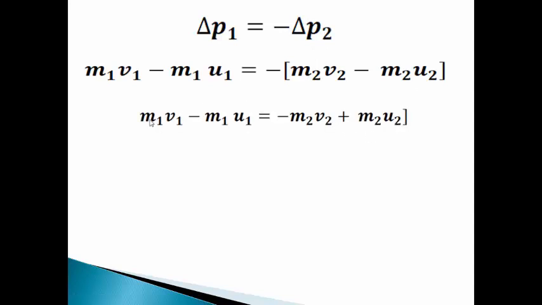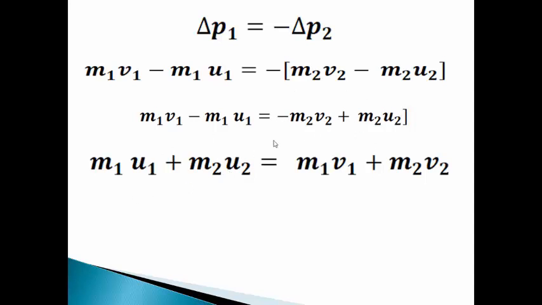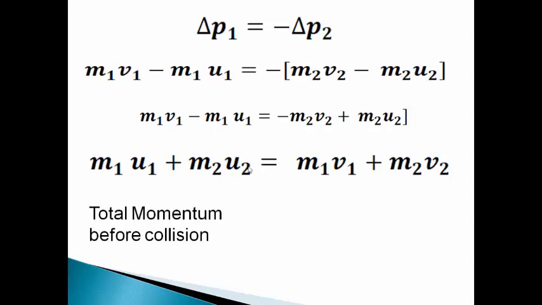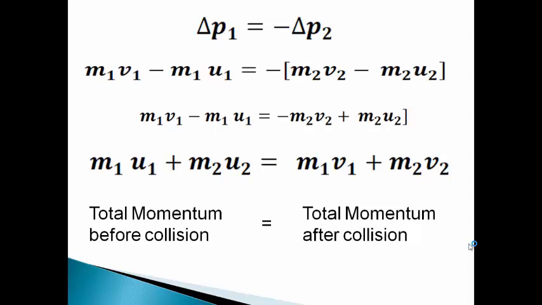Let us simplify this. So m1 v1 minus m1 u1 equals, we multiply the negative sign inside, minus m2 v2 plus m2 u2. Then rearranging this, we get m1 u1 plus m2 u2 equals m1 v1 plus m2 v2. If you have a look at this equation, everything on the left side is the total momentum before collision, and that equals all the terms on the right side, which is nothing but the total momentum after collision.